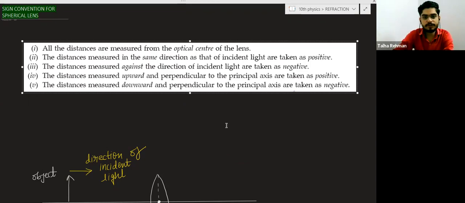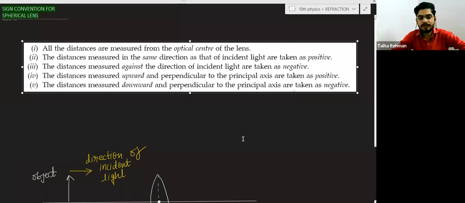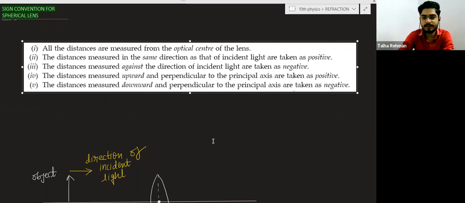Azaan, which chapter is going on in your school? Sir, we started human eye and colorful world. Okay, so we are also just going to start the chapter because we are at the last of this chapter. Okay, sir. We will also start the human eye and the colorful world.